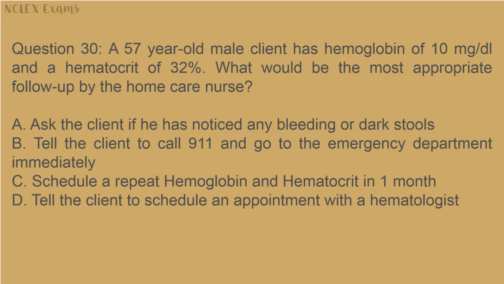Question 30. A 57-year-old male client has hemoglobin of 10 mg/dl and a hematocrit of 32%. What would be the most appropriate follow-up by the home care nurse? A. Ask the client if he has noticed any bleeding or dark stools. B. Tell the client to call 911 and go to the emergency department immediately. C. Schedule a repeat hemoglobin and hematocrit in 1 month. D. Tell the client to schedule an appointment with a hematologist.